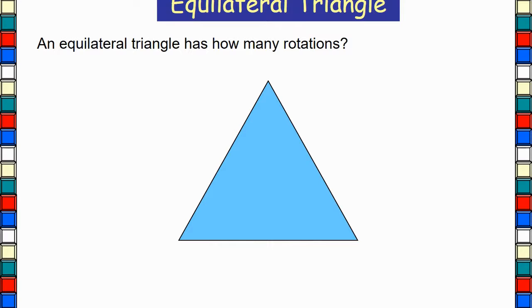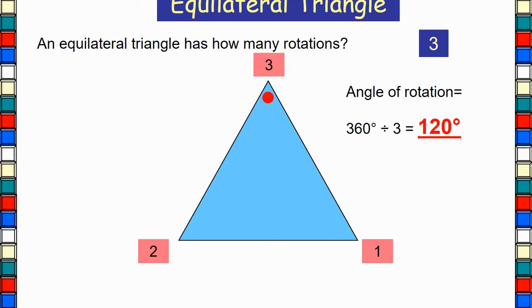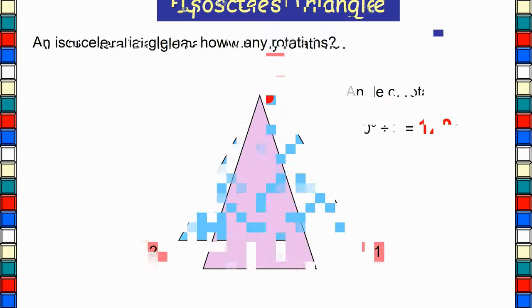So we have an equilateral triangle. That means that all the sides have the same length and all of the interior angles are the same, right? This doesn't work for all triangles. So a perfect triangle here. We've got 1, 2, 3 rotations. Okay, so 360 degrees divided by 3 is 120.